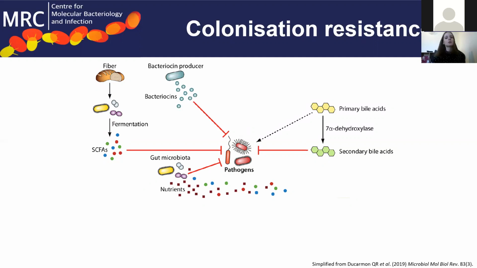There's also these molecules called bacteriocins. These are just small molecules produced by members of the gut microbiota or another bacteria that can, in some ways, inhibit the growth of pathogens, while allowing the actual bacteria producing them not to be resistant. So they're producing these molecules that are going to target bacteria, but not target themselves.